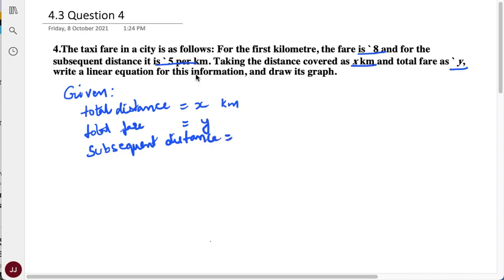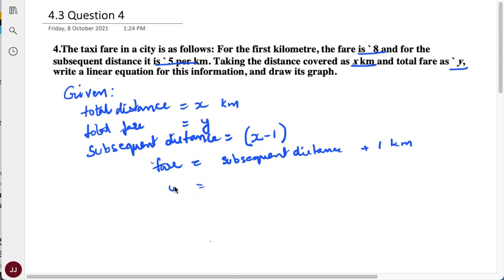So 1 kilometer will be gone as rupees 8. First kilometer is taken off. So subsequent distance is, we have to subtract that 1 kilometer from the total distance. That will give the subsequent distance. So the total fare is equal to the fare for subsequent distance plus the first kilometer, whatever the cost for first kilometer. So therefore, this is total fare is y.